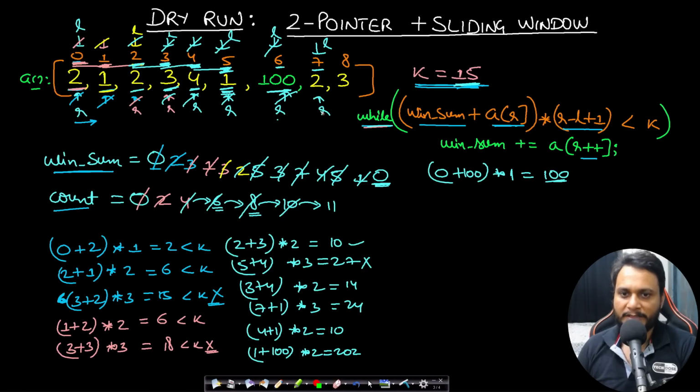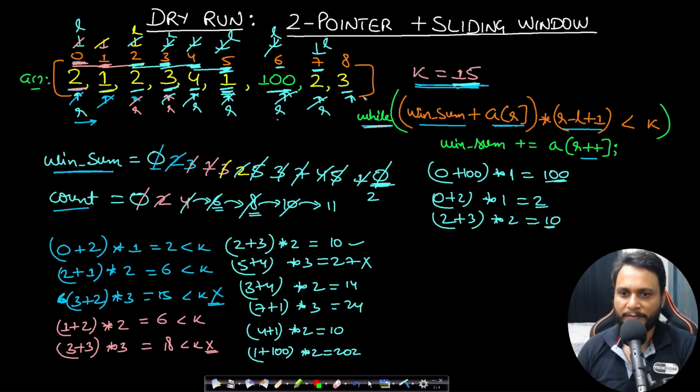So at this point, I will try to find out the largest subarray starting at 7, which is valid. And now my window sum is 0. And I will try to include this 2. And the length is 1. So 2 is less than 15. So yes, I can do that. Move this right pointer to the right. Definitely the window sum will be updated to 2. Can I include this 3? Window sum is 2. 2 plus 3 times 2 will be 10.